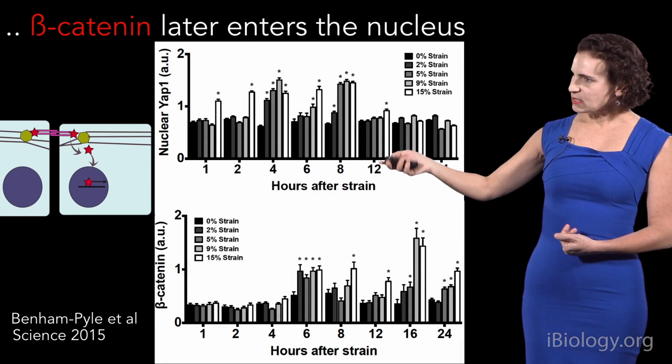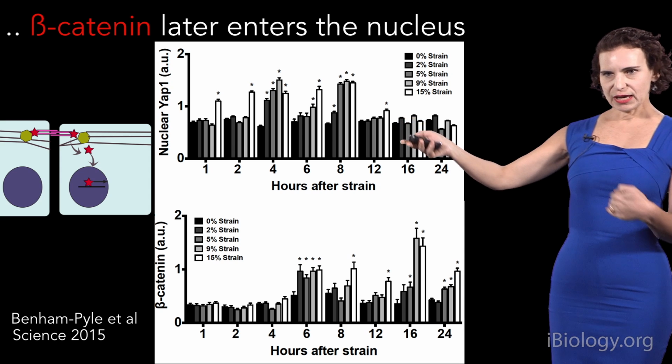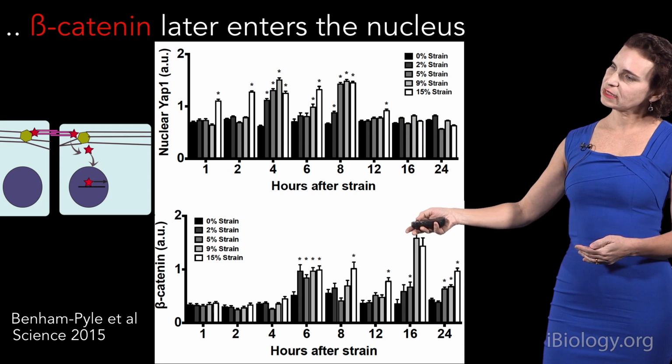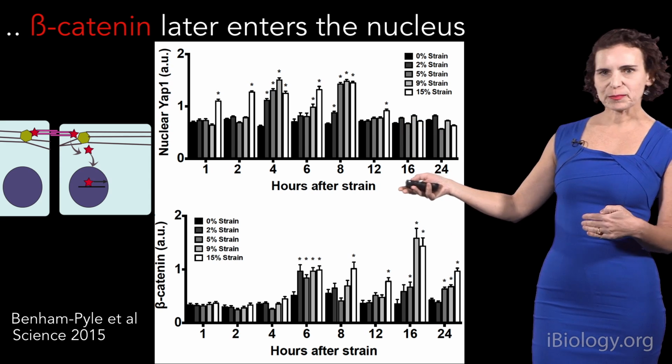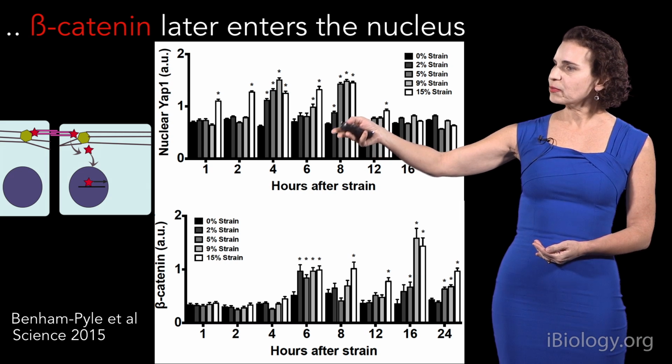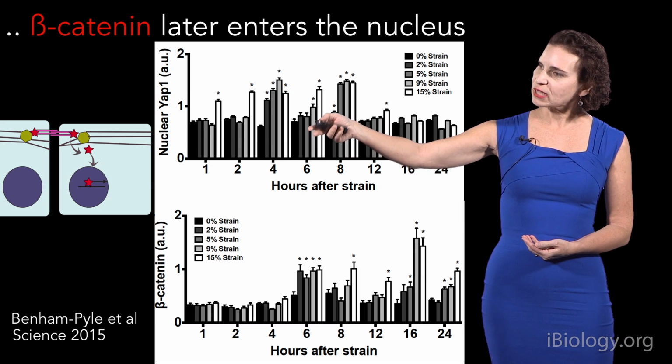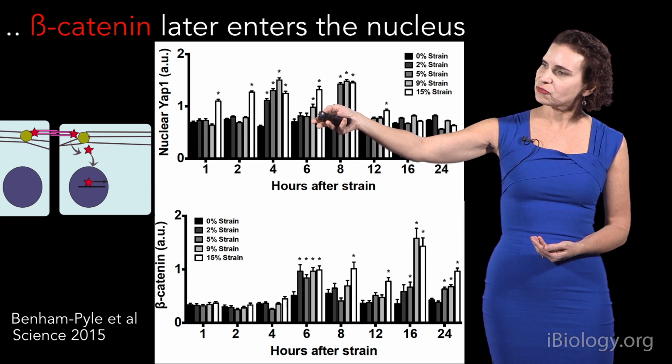And when they looked at these two factors and the entry of YAP and beta-catenin into the nucleus, they found they came in different waves. So YAP would, after stretch, first come into the nucleus at around 2 to 4 hours.